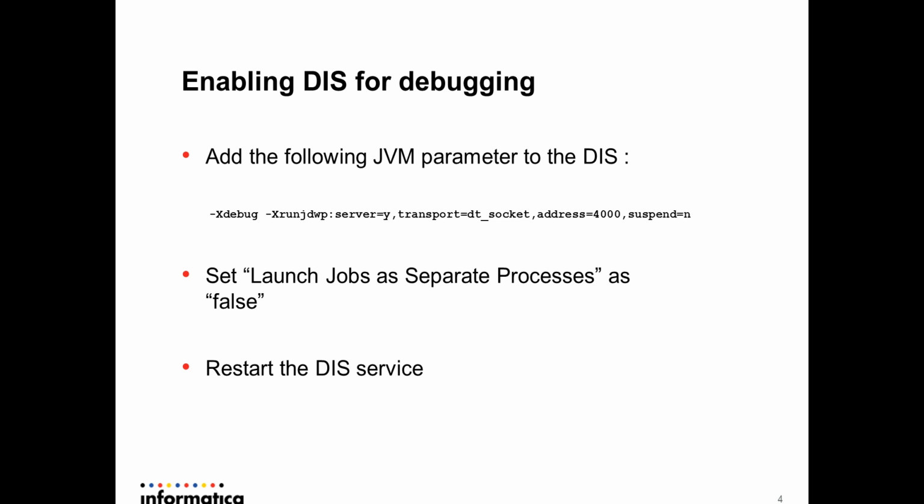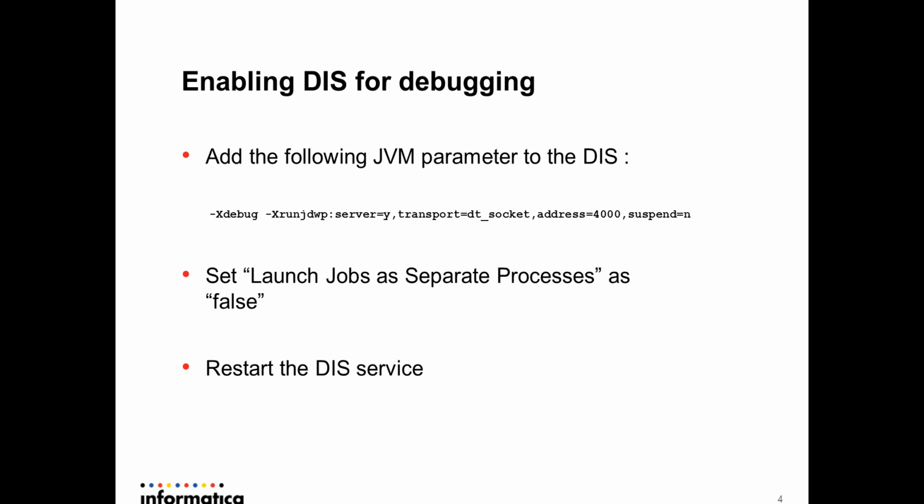For example, here you can see that we enabled server mode, which will enable the debugger to listen for any application to attach. We have specified the transport layer as a socket, and we have also specified the address as 4000, which will be the port on which the debugger will listen. The option suspend=n says that the JVM will not wait in a suspended mode until a debugger is attached. So this will allow you to attach a debugger once the JVM has started.